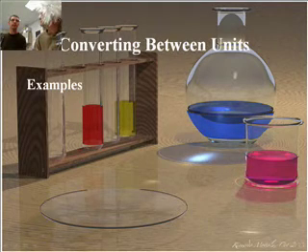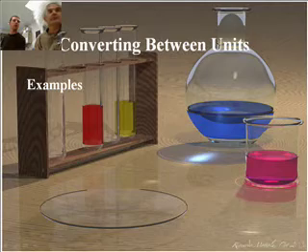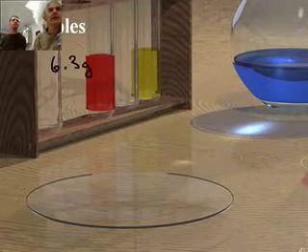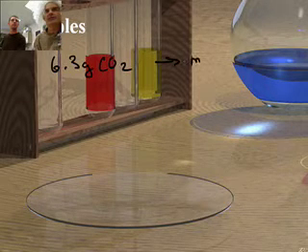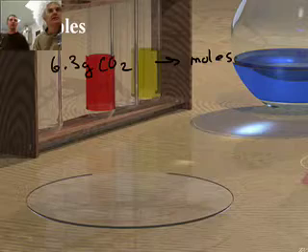So let's convert. Let's do some problems, Mr. Sams, some examples. What should we want to do? We want to just convert to moles. Let's take grams to moles. So let's say I've got 6.3 grams of carbon dioxide, and I want to find the moles.